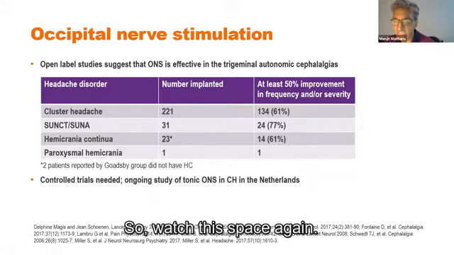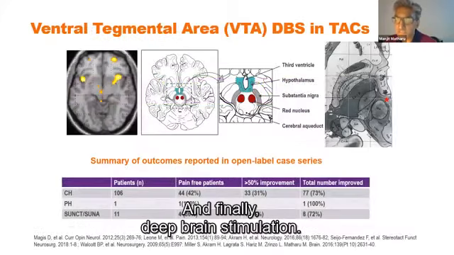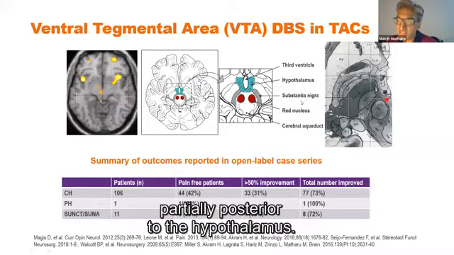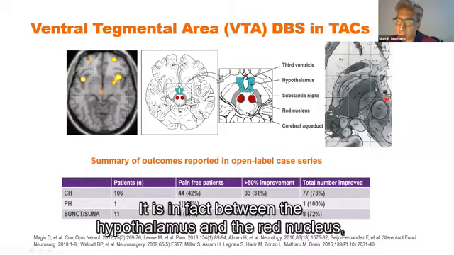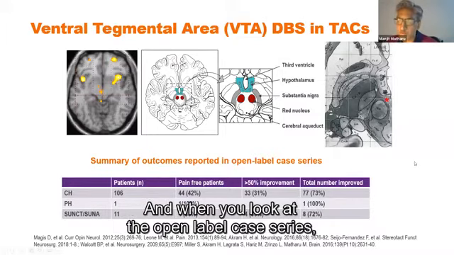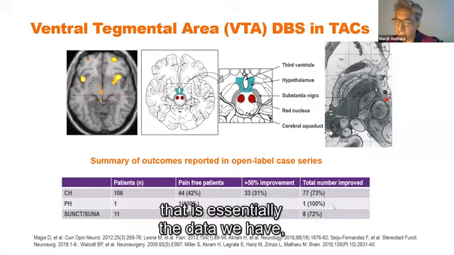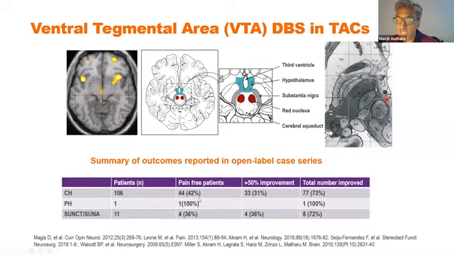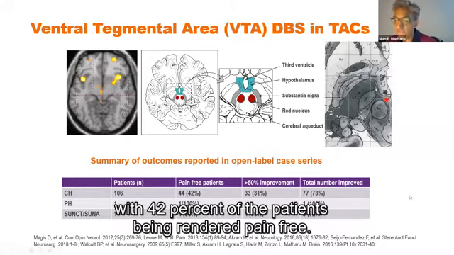So watch this space again. And finally, deep brain stimulation. So the target, even though it's called hypothalamic, is in fact slightly posterior to the hypothalamus. It is in fact between the hypothalamus and the red nucleus, and is more correctly called the ventral tegmental area. And when you look at the open label case series, that is essentially the data we have, there's a 73% response rate, with 42% of the patients being rendered pain-free.